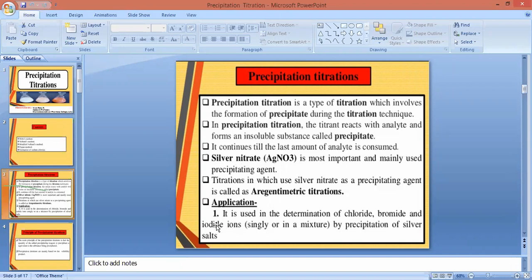In case of precipitation type of titration, the analyte would be chlorine, bromine, iodine as a single entity, or it may be present in a mixture form. And lastly, we are going to add indicator.